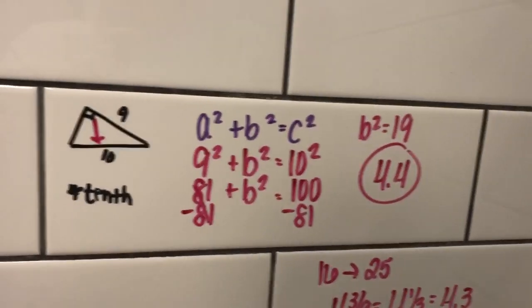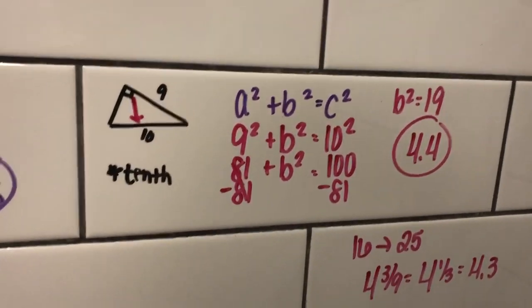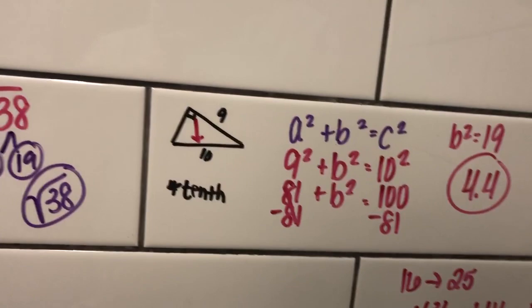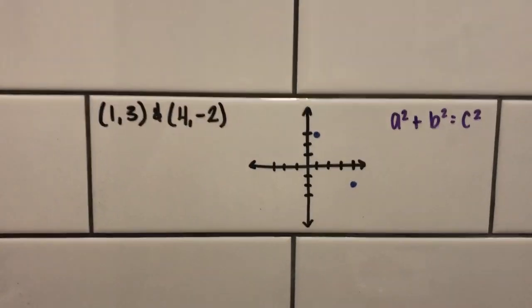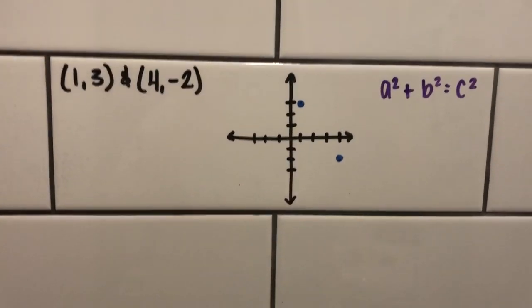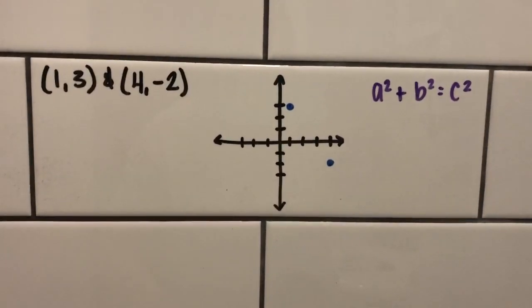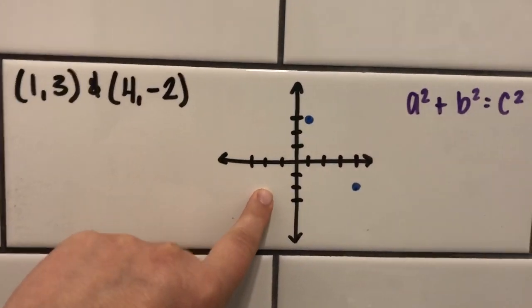All right, so those were our examples of finding a missing side length or a missing hypotenuse. The last thing that we can use Pythagorean theorem for is when we want the distance between 2 points. And there's another formula for that as well, but today we're going to use Pythagorean theorem to find it if we have a coordinate grid.